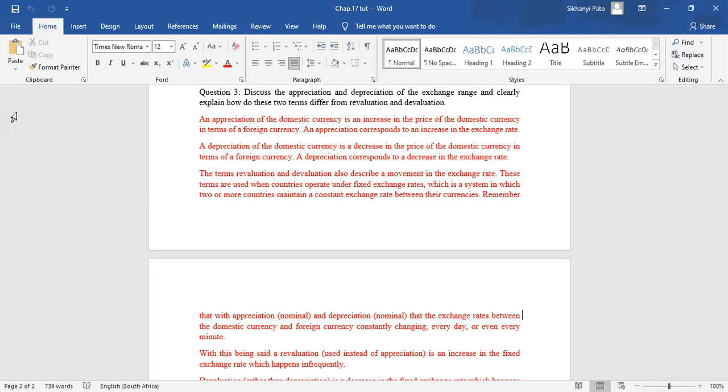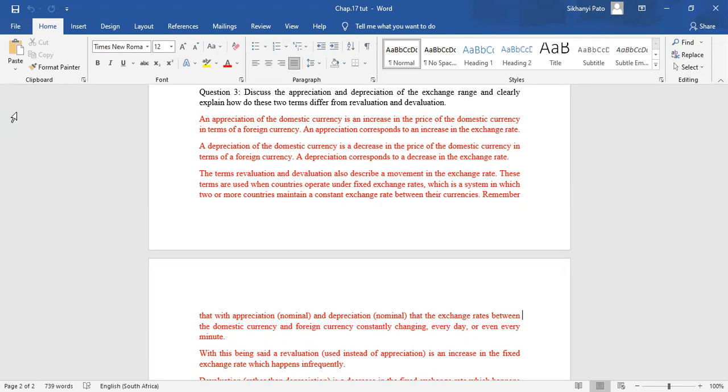So depreciation will be the opposite of this. A depreciation of the domestic currency is a decrease in the price of the domestic currency in terms of a foreign currency. A depreciation corresponds to a decrease in the exchange rate.